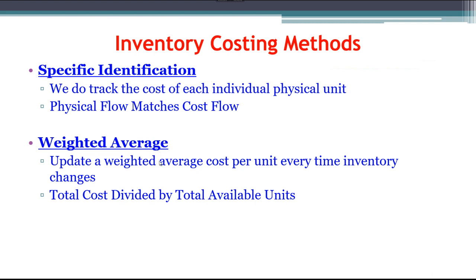The point is, we get a weighted average cost per unit. In other words, the total cost of everything available at that time divided by the total number of units available at that time gives a weighted average cost. But this has to be updated every time our inventory changes. Every time we bring in new inventory, every time we sell inventory, we have a new weighted average cost.